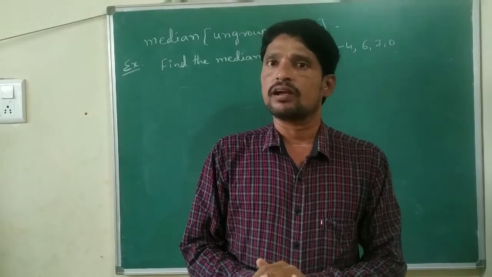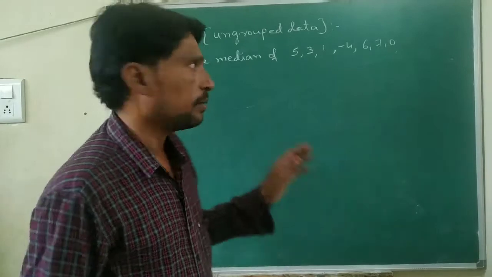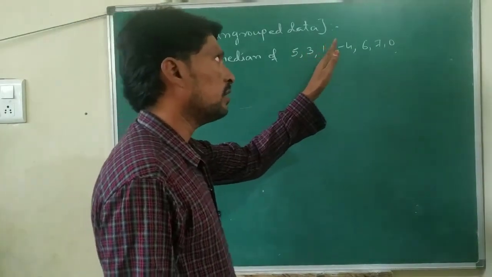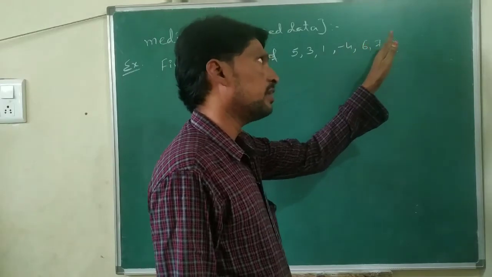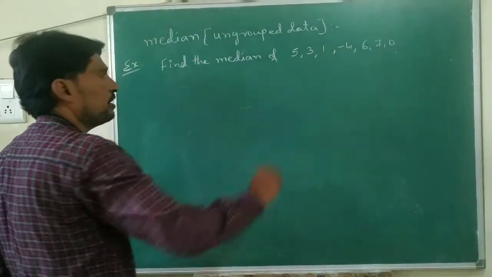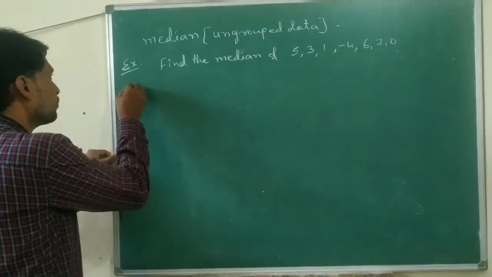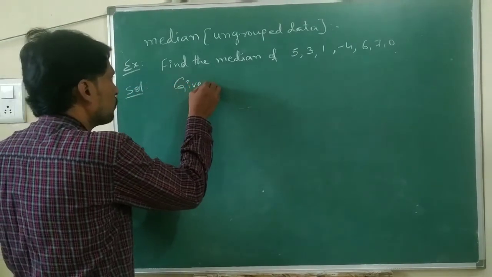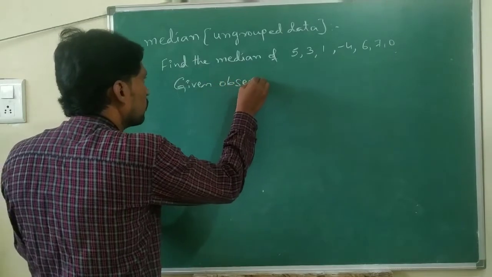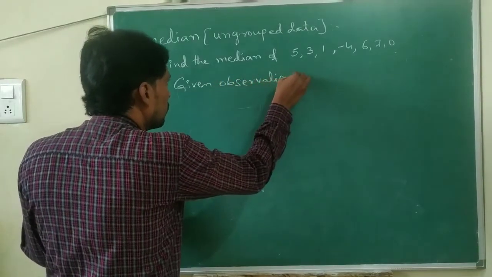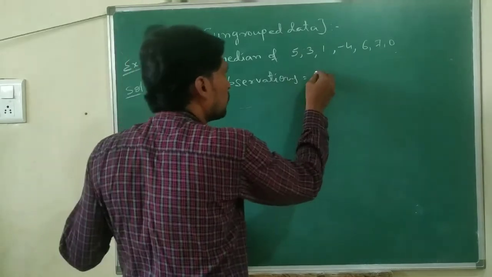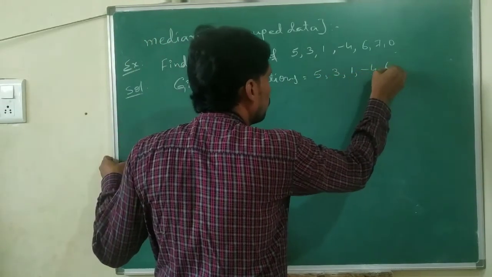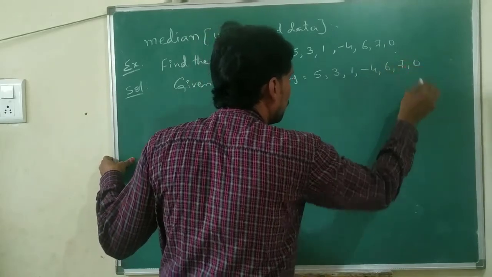Now let us discuss the median for ungrouped data. Find the median of 5, 3, 1, minus 4, 6, 7, 0. So for this one we need to find the median. First you have to write the given observations: 5, 3, 1, minus 4, 6, 7, 0.